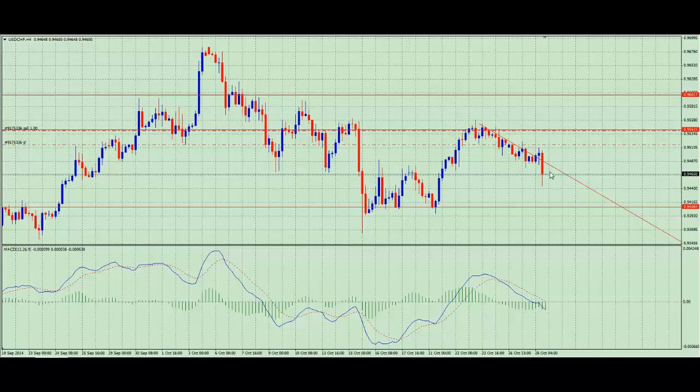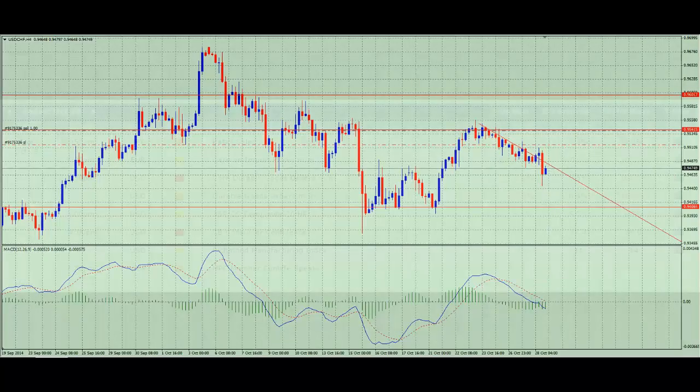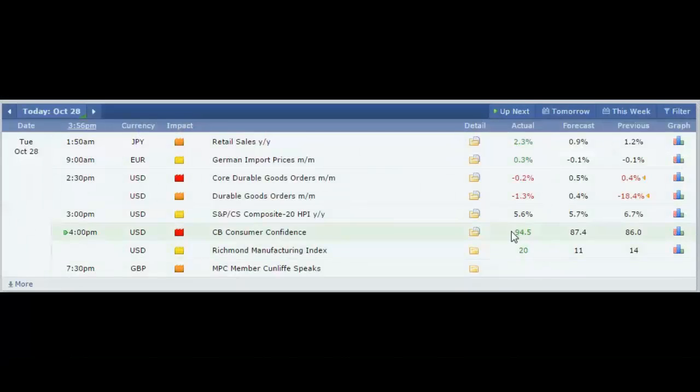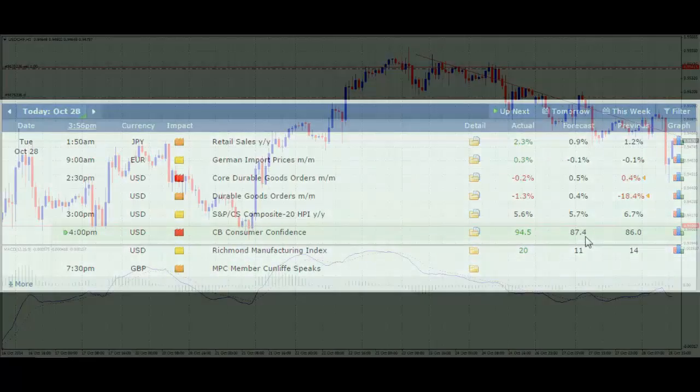We're allowing price room to move, and we're waiting for the news to come out at 4 o'clock, which it's just turned now. So we're just going to switch back over to the news, and you can see why price is now pushing up. Maybe we've got some positive news on the US dollar. Let's see. And the answer is yes, there is positive news on the US dollar. Consumer confidence is up at 94.5, which is more than what was expected.